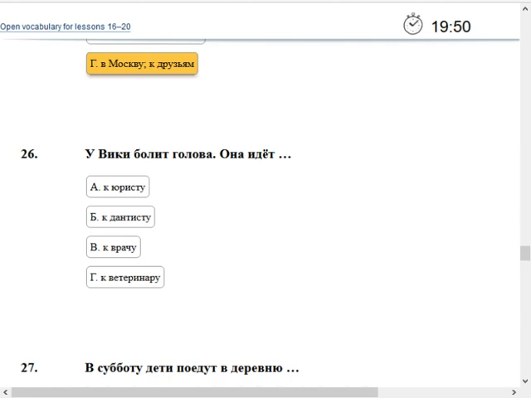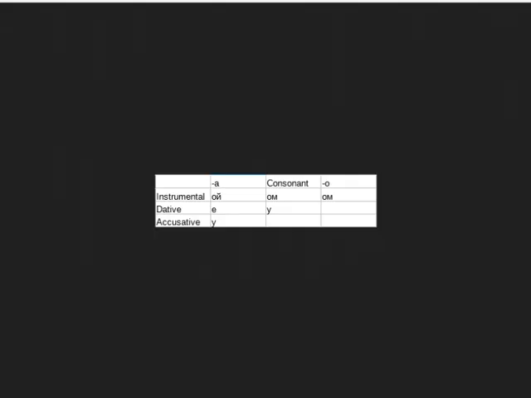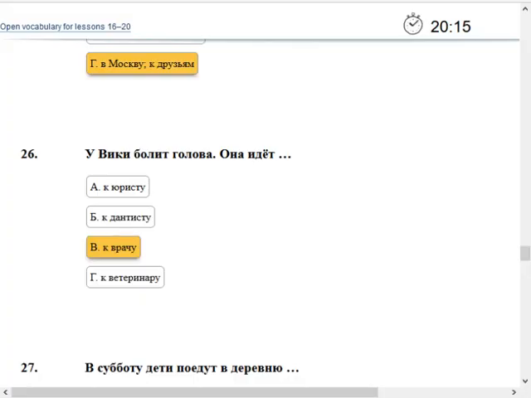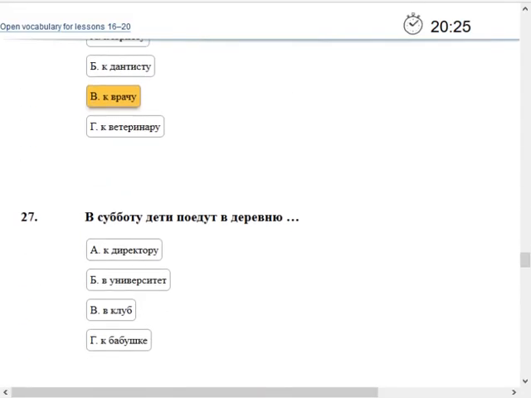Well, it doesn't say whether Vicky is a human or a non-human species, but let's just assume that she's a human, and that would mean obviously she's going to a doctor, so she goes k vrachu. There's only one option for vrach here, but if you're curious, you can check here. Vrach ends in a consonant, so she goes k vrachu, that's dative, so k vrach becomes k vrachu because you add a u on the end with a consonant ending noun in the dative case.